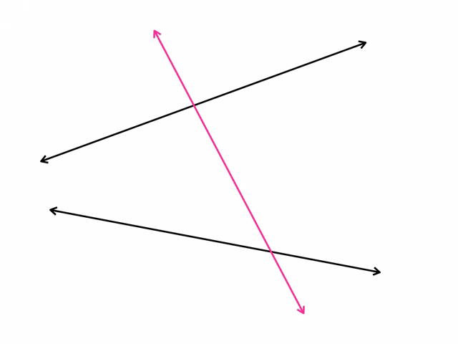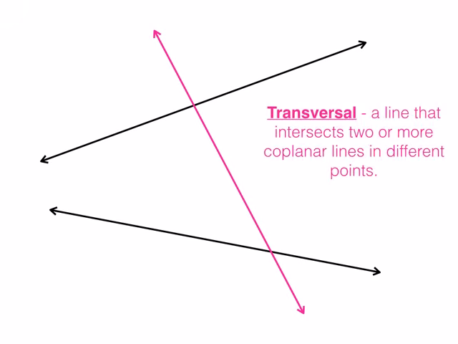This pink line intersects my two other lines. Therefore, it's called a transversal, a line that intersects two or more coplanar lines in different points.